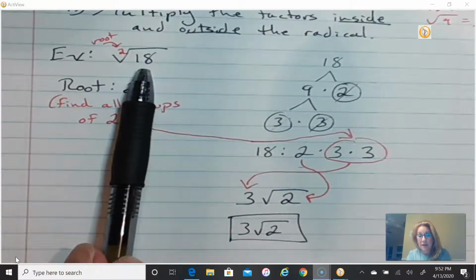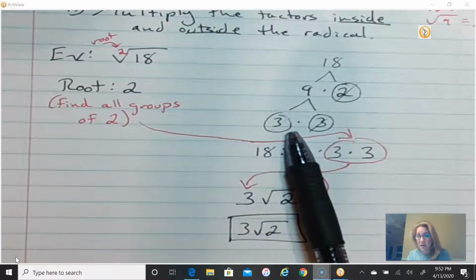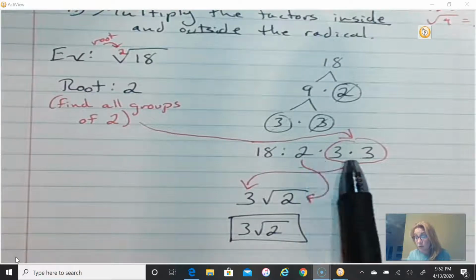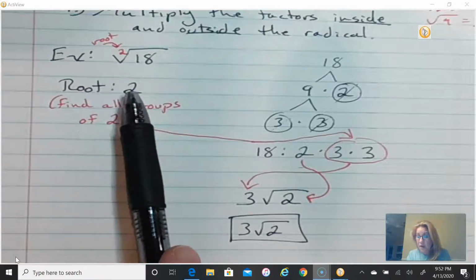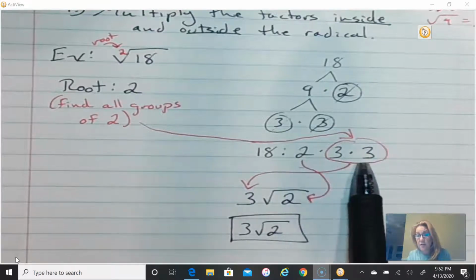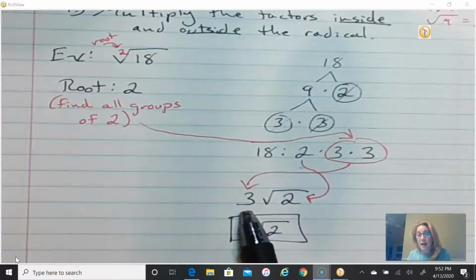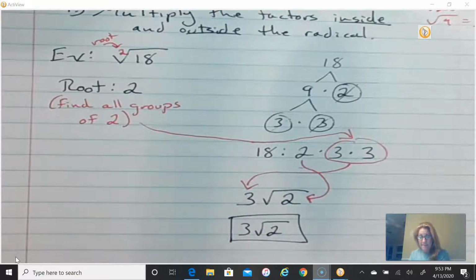We have to simplify this. This is not a perfect square. So we do our prime factorization. We write it out least to greatest. We're multiplying, by the way. We look at the root. The root tells us everything. The root is 2 because there's nothing there. So then we look over here, find all the groups of 2. Here's one right here. We only take one of those out and it goes on the outside of the radical sign. Whatever's left over goes on the inside. See that? That's how you solve it.